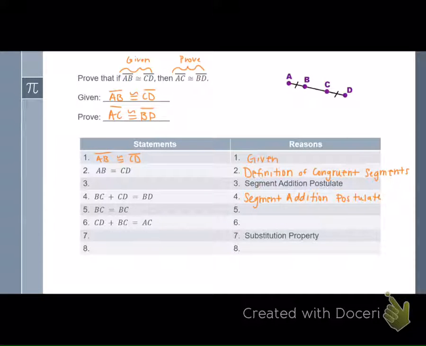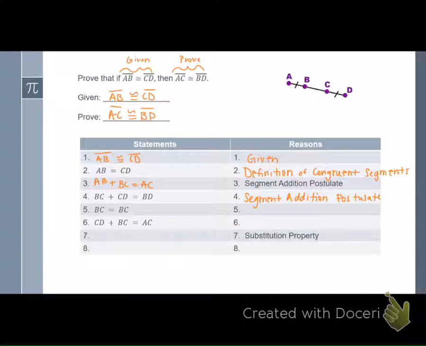So why are you doing that? That's the confusing part for some of you guys here. Why are we even doing this? What are we trying to prove? We're trying to prove that AC is the same thing as BD, right? By doing this, we have AC and BD in our proof now. So now we can try to go about proving it.